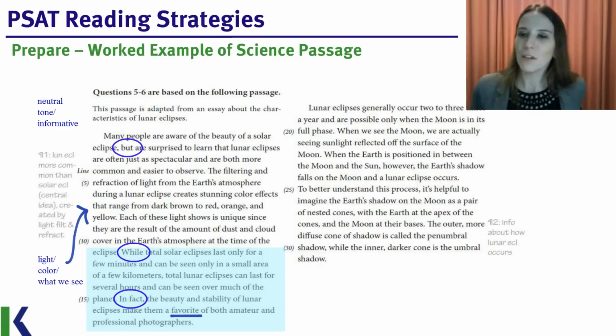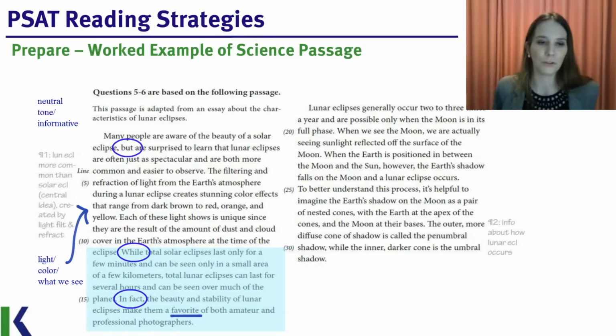Notice how many of you said earlier this was an informative passage, and you're absolutely right. Informative passages have this neutral tone. Even though we have very positive language, it's a favorite of amateurs. The author, him or herself, is staying relatively objective. The author is just telling us that other people like this.